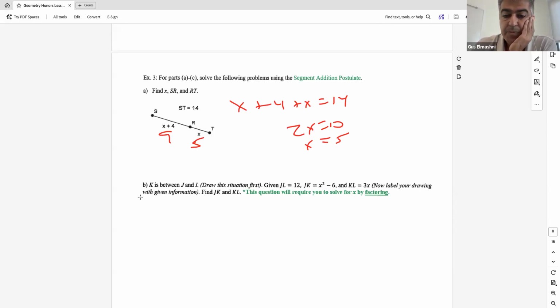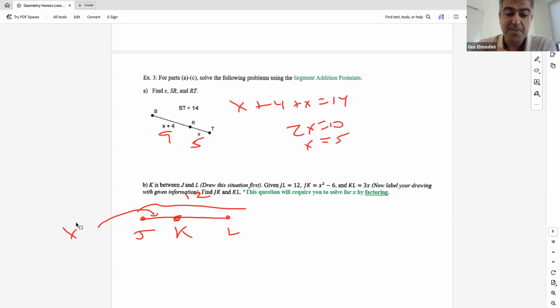Okay, B helps to draw. So you got J, you got L, and you got K somewhere in between, right? And the whole enchilada is 12.